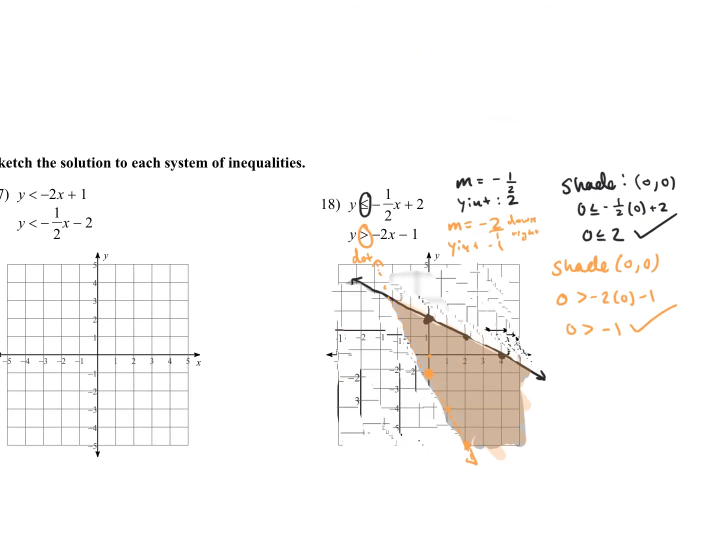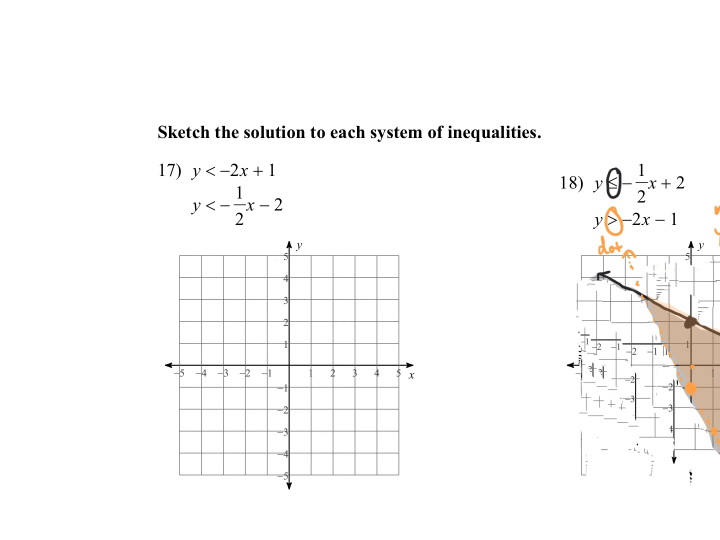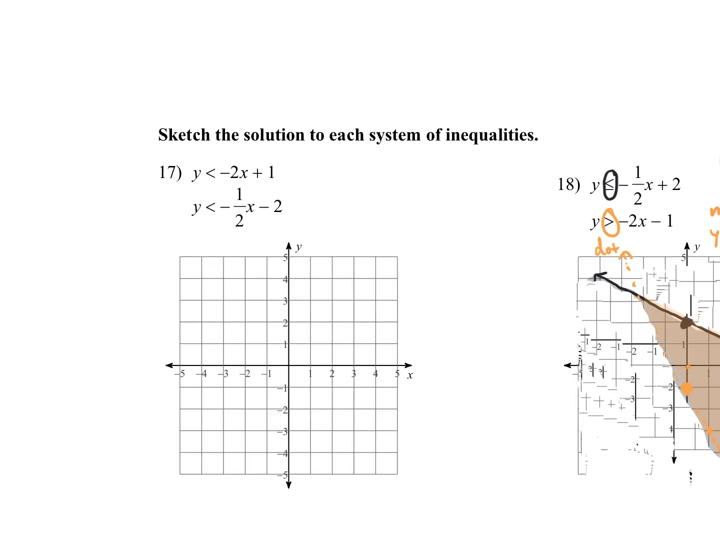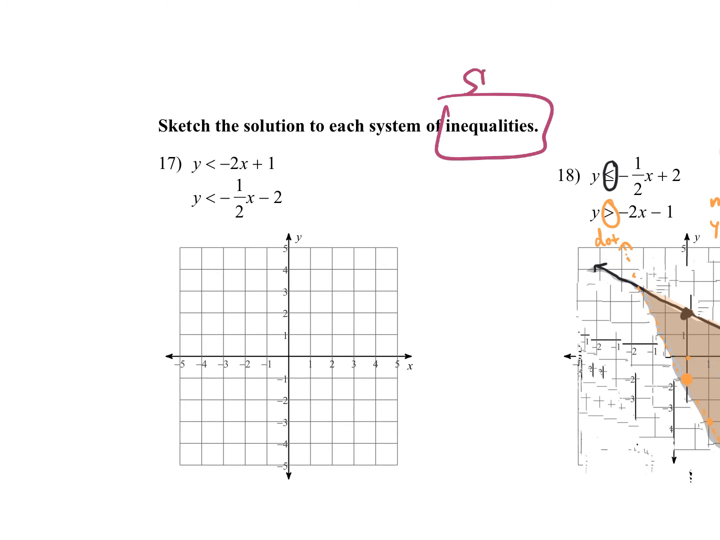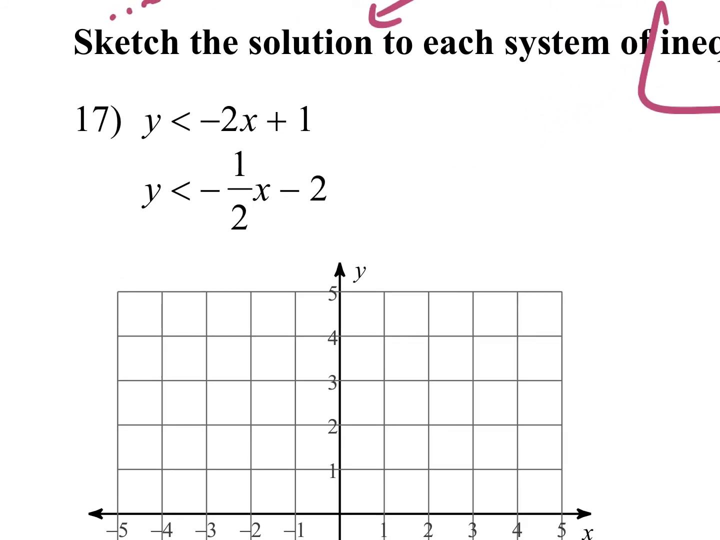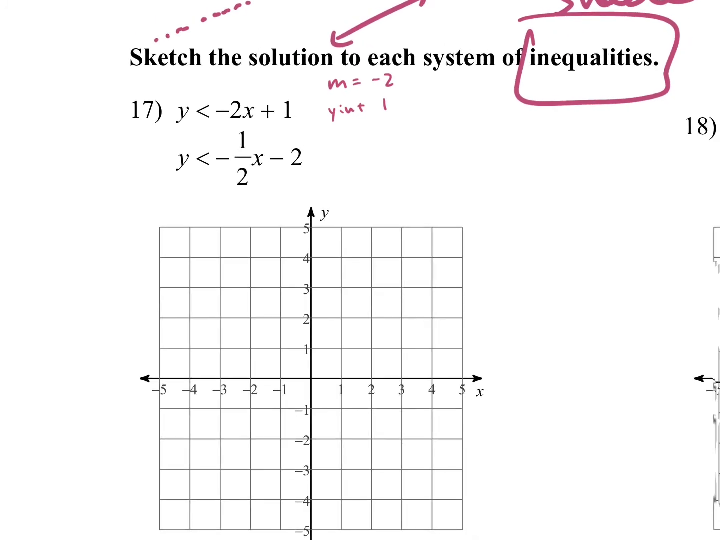All right, last page we have graphing our inequalities. So anytime it's the inequalities, you know you're going to have to shade. And then it could be a solid line, it could be a dotted line. So if it's greater than or less than, it's a dotted line. If it's greater than or equal to or less than or equal to, it's a solid line. So let's look at 17, the first one. What's my slope? Negative 2. What's my y-intercept? 1.